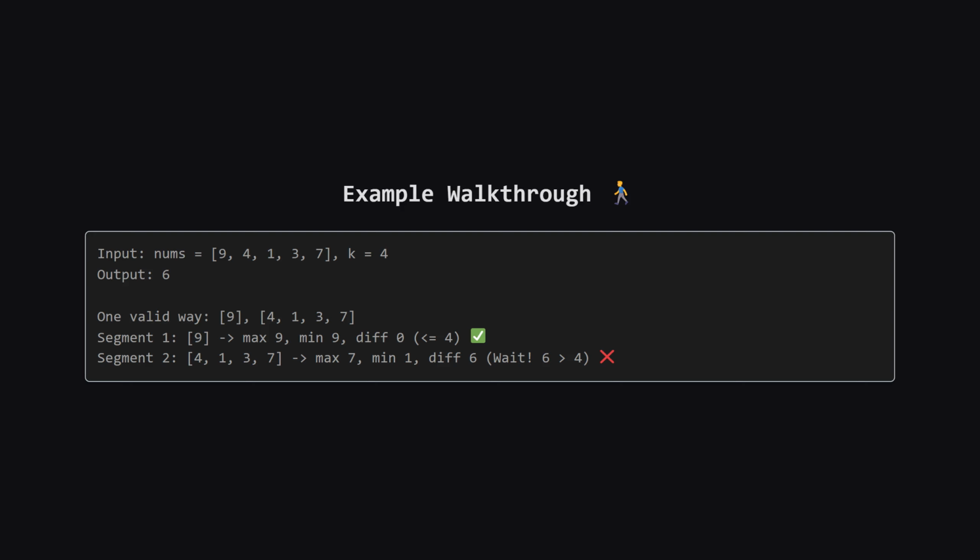Suppose our list nums has the values 9, 4, 1, 3, 7, and our limit k is 4. Let's try to make a partition. What if we cut after the 9? The first segment is just 9. The max is 9, min is 9, difference is 0. That's fine. But look at the second segment: 4, 1, 3, 7. The max is 7, the min is 1. 7 minus 1 is 6, which is greater than our limit of 4. So, this specific partition is invalid. We need to find all the ones that work.